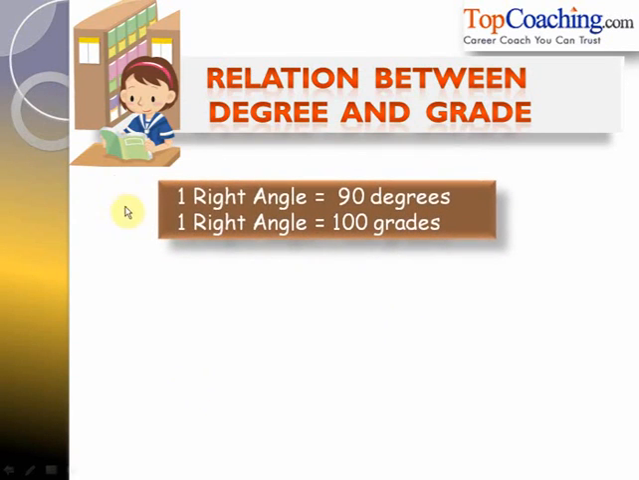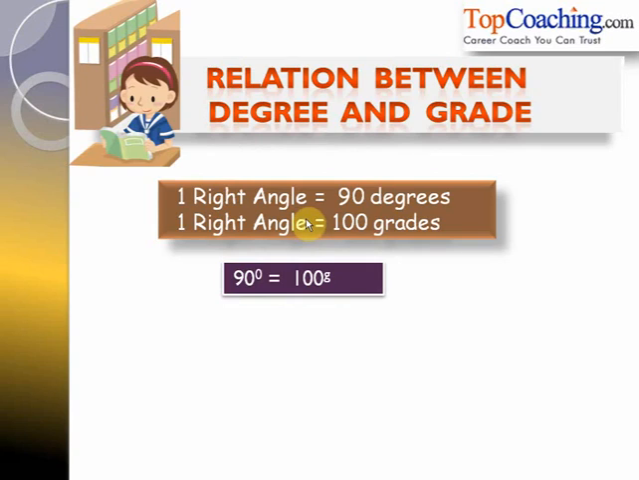Now we have seen that one right angle is equal to 90 degrees in the sexagesimal system, and one right angle is equal to 100 grades in the centesimal system. Now from this what we can see is 90 degrees is equal to 100 grades. So the common relation between these two systems is that 90 degrees is always equal to 100 grades. So based on that we can say that d by 90 is equal to g by 100.